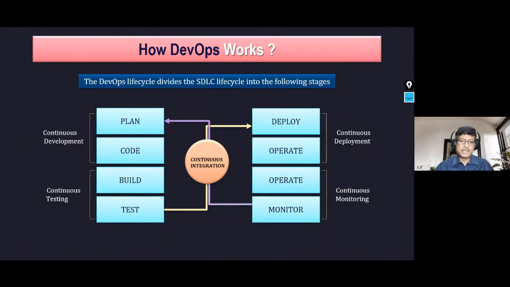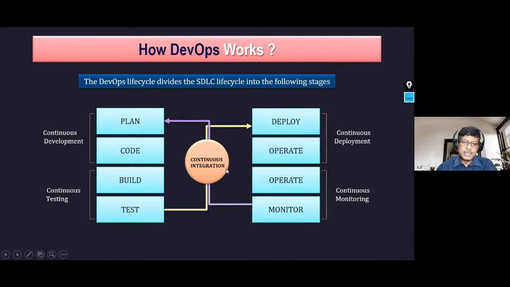So you know that these are the processes. Continuous development. This is a continuous cycle of planning and coding. Continuous testing. So you build the code. Every time you change the code, you have to build it, and therefore you have to test it. So it's continuous testing.